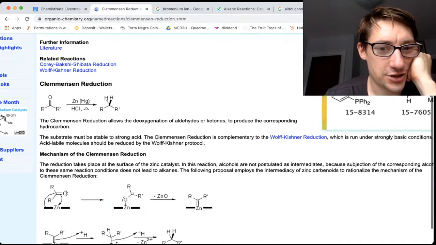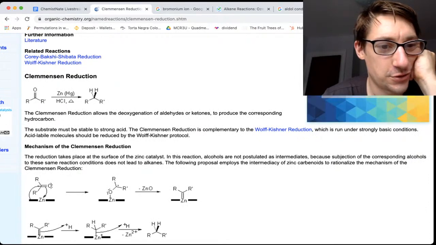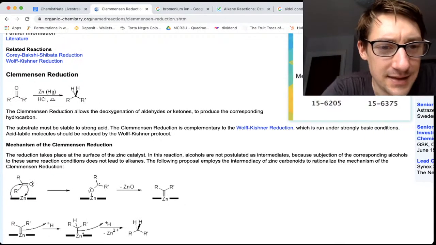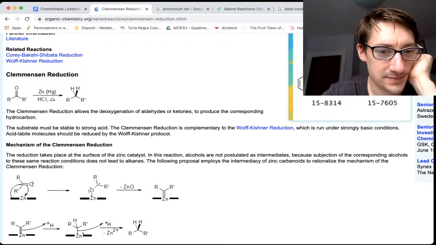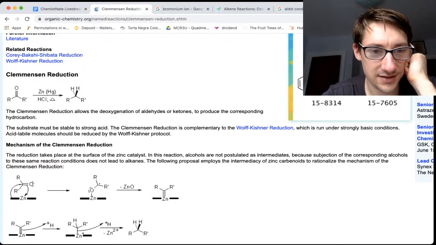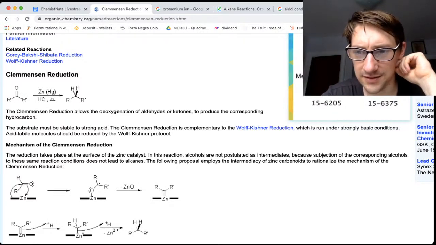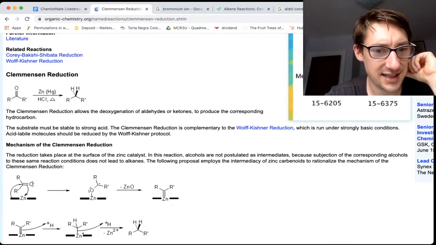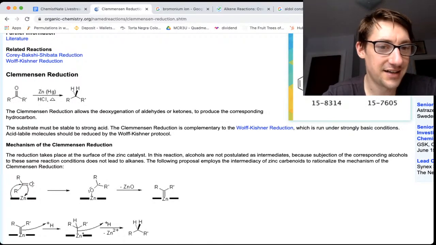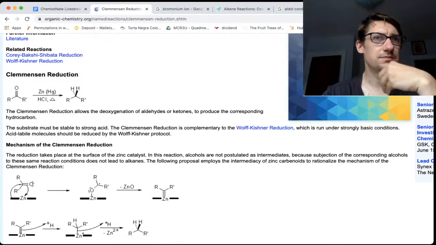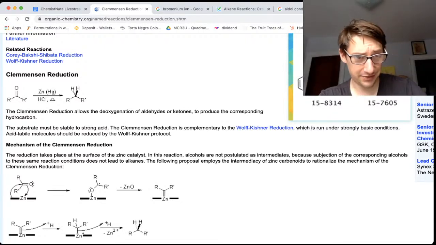The Clemmensen reduction allows the deoxygenation of aldehydes or ketones to produce the corresponding hydrocarbon. So you're just chopping off the double bonded O and replacing it with 2 H's. The substrate must be strong acid stable. It is complementary to Wolff-Kishner, which is strongly basic. Acid labile molecules should not be reduced this way. Well, yeah, that makes sense because you're putting a strong acid in there. So if there's any portion of your molecule that is susceptible to attack by acids, you're going to have a bad time.